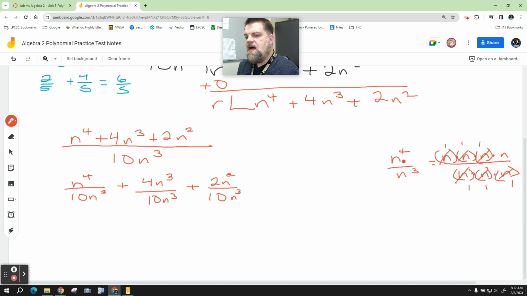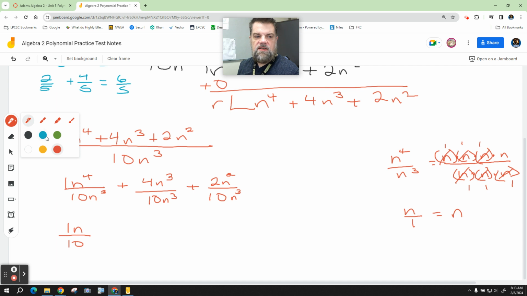So 4 on the top reduced down with 3 on the bottom, and you're left with just 1n on the top over 1, right? Because 1 times 1 times 1 times n is n. 1 times 1 times 1 is 1. Anything over 1 is itself. So this really is 1n over 10. Now, a shortcut way to do that is I could say, well, I can subtract 3 from the bottom, subtract 3 from the top. That gives me my n to the first on top. Okay? That's a shortcut way to do it.